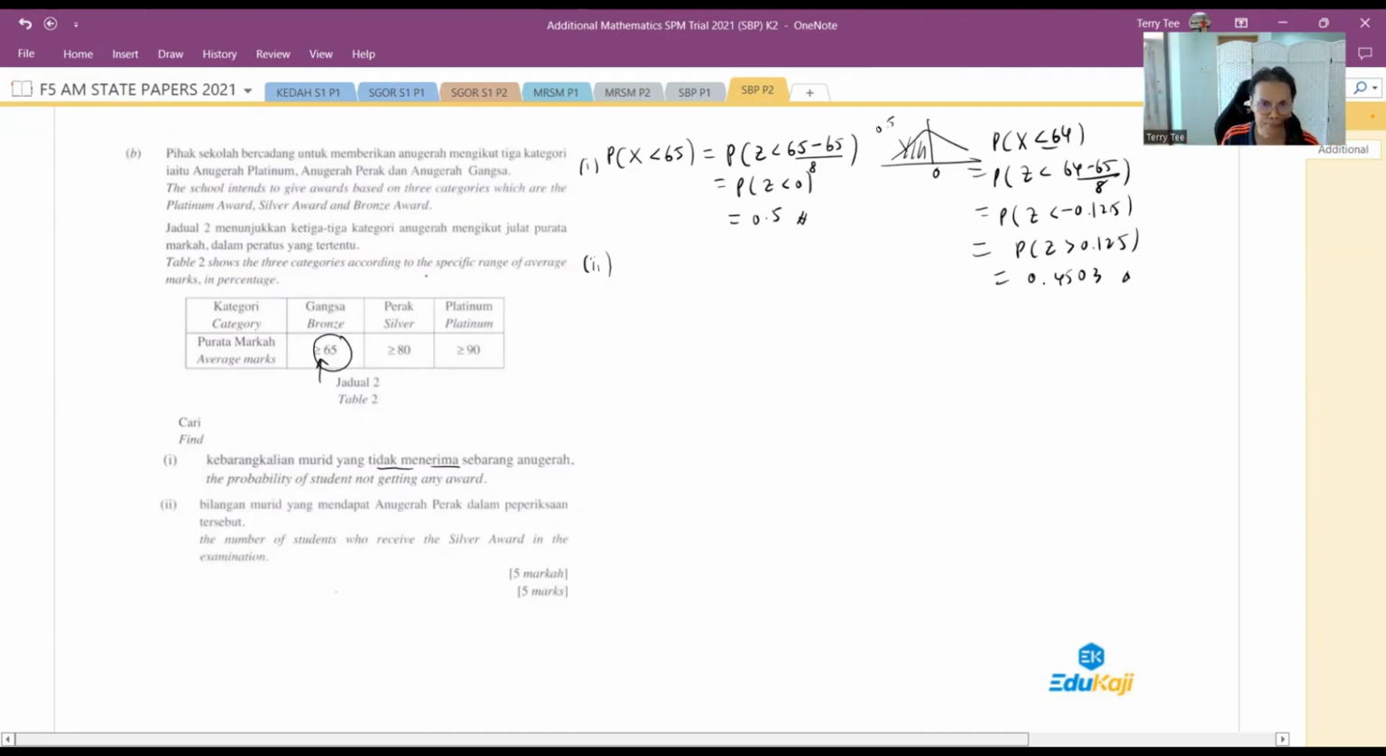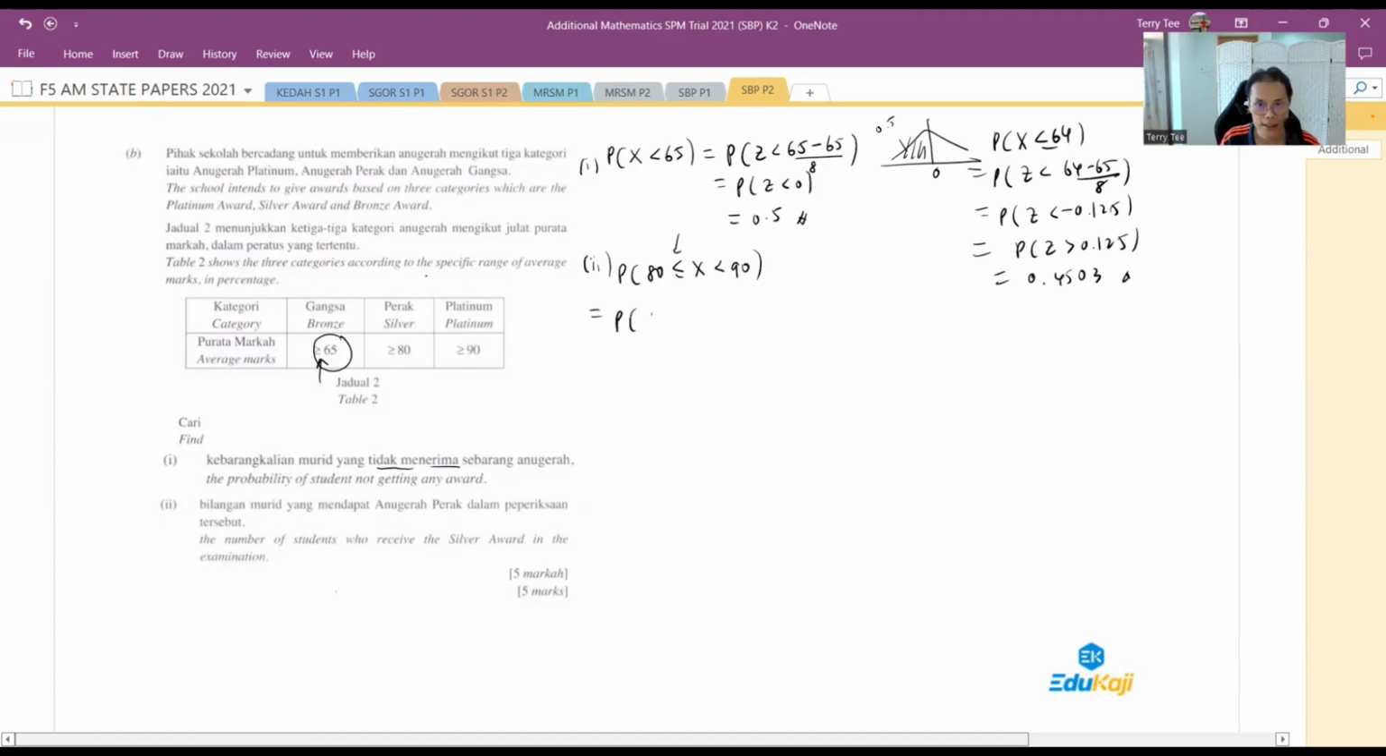Okay, second one. Number of students who receive a silver award. Silver award means you get 80 up to 90, so we can write it like this. To get silver, you get 80 up to 90, doesn't include 90. But it doesn't matter for a normal distribution, because whether it's greater or equal or just greater is the same, since the area at 80 is just 0.